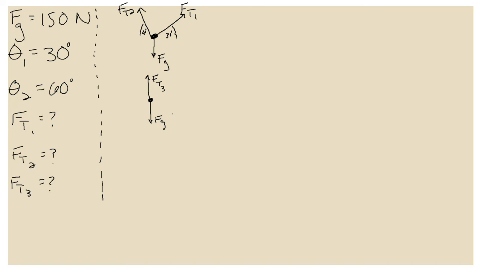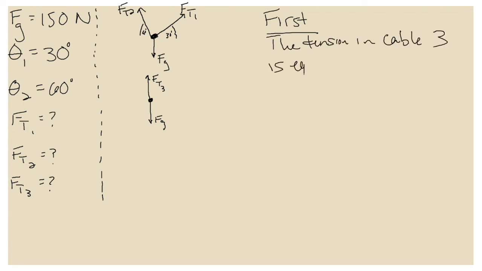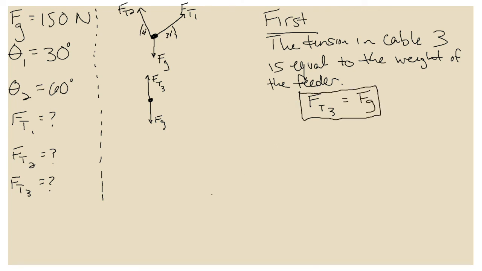I hope everybody realizes the first thing that we're going to do now based on these diagrams, and I'm going to write it here, is recognize what's going on right here. Nothing is moving. So the first thing we're going to recognize is that the tension in cable 3 is equal to the weight of the bird feeder. We can write that down like this: FT3 is equal to FG. That means we've already knocked out one of our unknowns, which is that FT3 is equal to 150 newtons. And that's really all you have to do for the third tension.